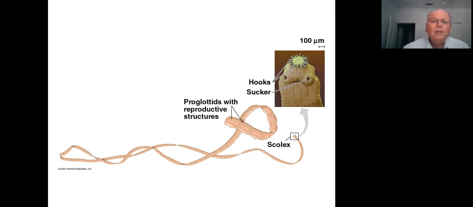The good news is that if you should be unfortunate enough to get infected, there are drugs that will kill the tapeworms, and so you don't have to suffer with them.